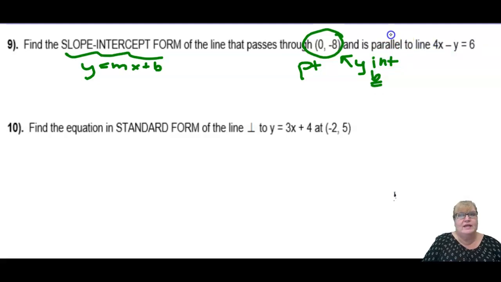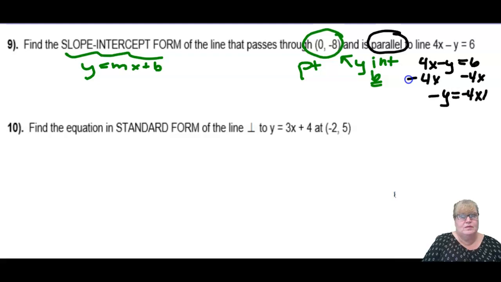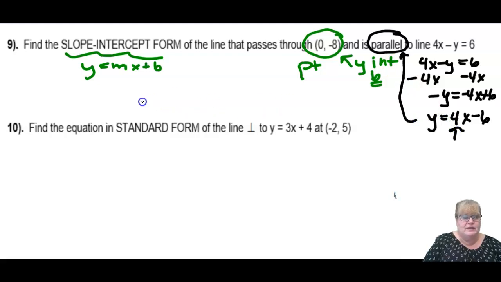Over here, we need parallel to this line, but we don't know what the slope is until we get the y by itself. So 4x minus y equals 6 minus 4x. And then I need to change all the signs, so I get 4x minus 6. So the slope is 4. Parallel. I always write it this way. My parallel slope, or if you are doing a different one, my perpendicular slope, is going to be 4 here. Make a note of that so that you don't forget what you need to do for your slope.